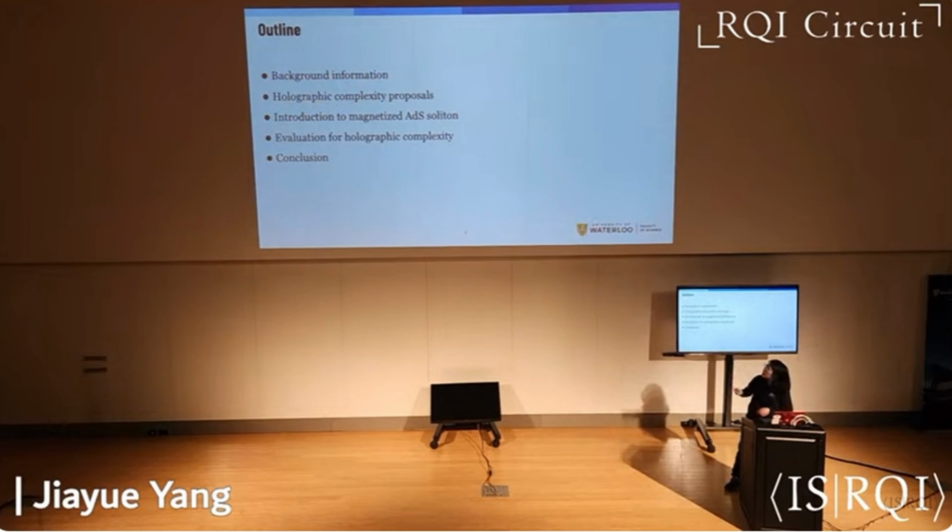This is our outline. First, I will provide some background information, like the concept of complexity and the AdS/CFT correspondence. Then I will talk about the holographic complexity proposals, and give an introduction to the magnetized AdS soliton. Then we will evaluate the holographic complexity for three different proposals. Finally, I will make a conclusion.